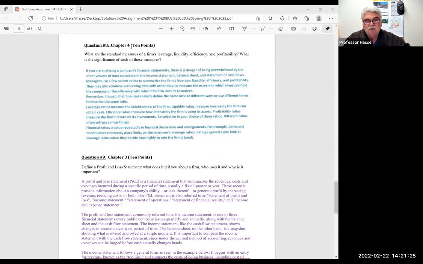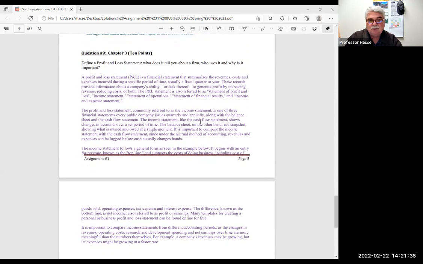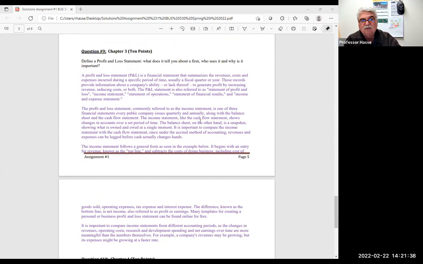The last few problems are mainly your interpretation of the standard measure of a firm. This is taken right out of chapter 4. Those definitions. Question number 9, I'm asking you to define to me a profit and loss or income statement. What does it tell you about a firm, who uses it, and why it is important? All three of those questions needed to be answered.